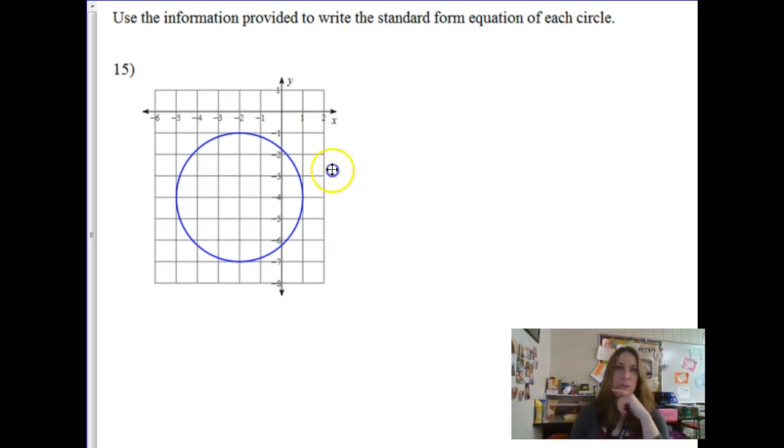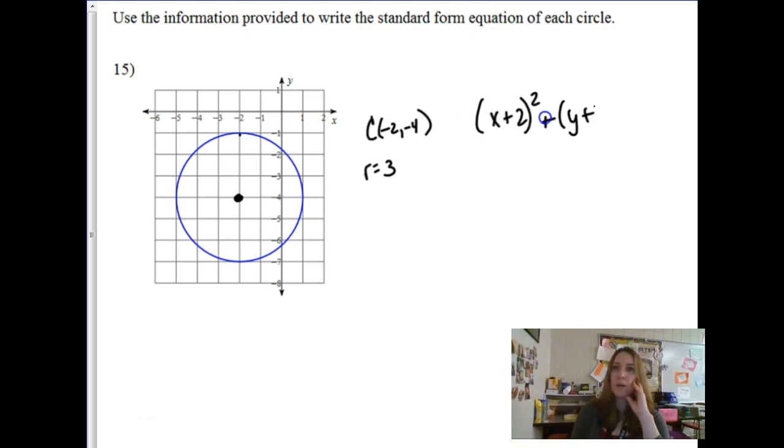This one's fun. I give you a picture, which I love because that means I don't have to draw it. And you should be able to identify the center and the length of the radius based on the picture. So the center location is negative 2, 4. No, negative 4. Negative 2, negative 4. And the radius length from anywhere is 1, 2, 3. So throwing all that information into my standard form equation: x plus 2 squared plus y plus 4 squared equals 9, because 3 squared is 9. Be careful, sometimes on the program that we use to make these worksheets, they don't count by ones on the grid, so look really carefully.